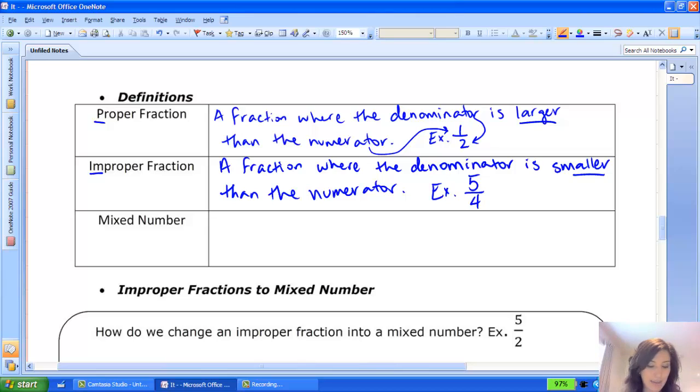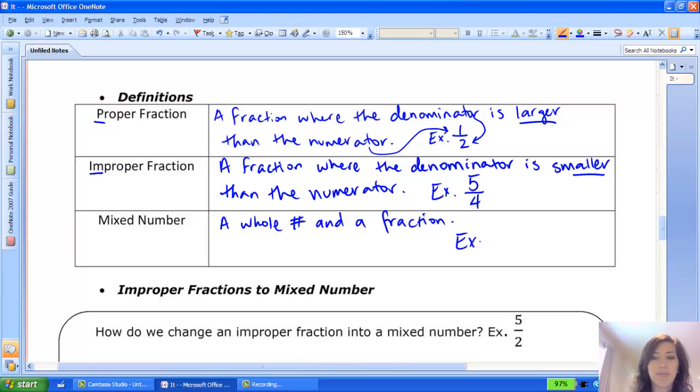And finally, a mixed number then is just a whole number and a fraction put together. A whole number, I'm just going to write the number sign, a whole number and a fraction. An example here could be 1 is the whole number and 2/3 is the fraction.